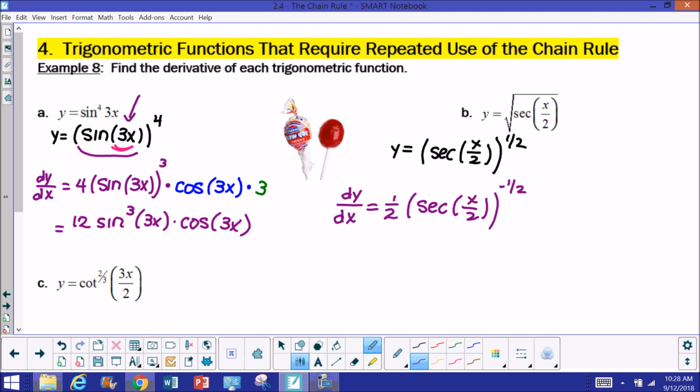But don't just stop there. We've got all of this inner stuff that we now need to take the derivative of. So what is the derivative of the secant function?